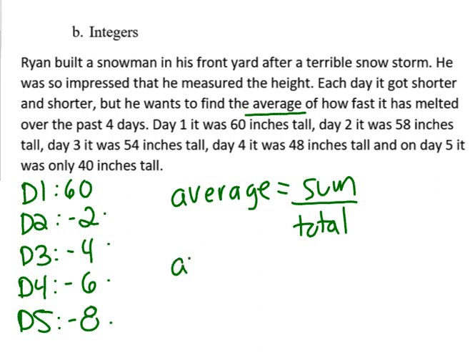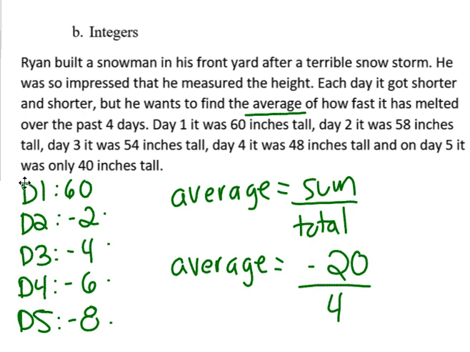So in this example, our average is going to equal, let's see, 2, 4, 6, 8, 10. 10 and 10, so that's 20. So it melted a total of 20 inches over 4 days. So the average per day would be -5 inches for that example. So remember, integers are positive whole numbers and negative whole numbers, and it also includes 0.